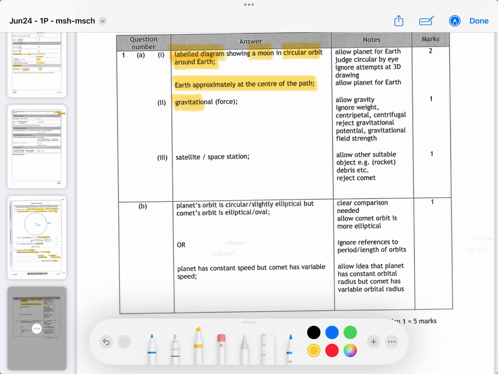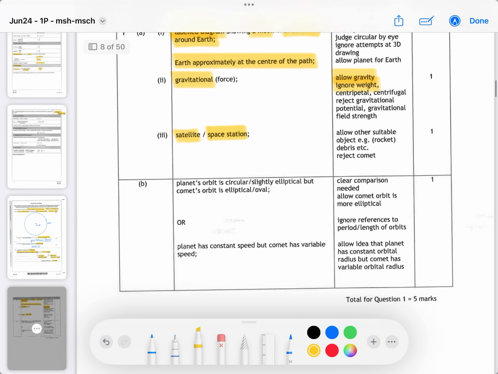See here, they put gravitational rather than gravity as the name of the force. In this case, they're allowing gravity, but it's safer to put gravitational. They will not accept weight, because weight is when you're on the surface of the object. All right, that's it. So satellite would have been okay. The other one you could put is the space station, which is also in a satellite's orbit. And that's part B.